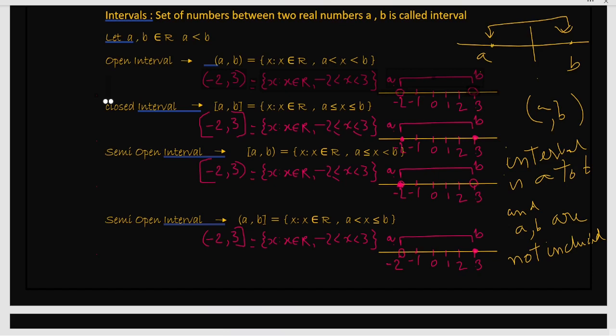Similarly, [-2, 3] with square brackets means both points are included. A to B, both points are included. The entire interval, all the points, are included, and the endpoints are included as well.